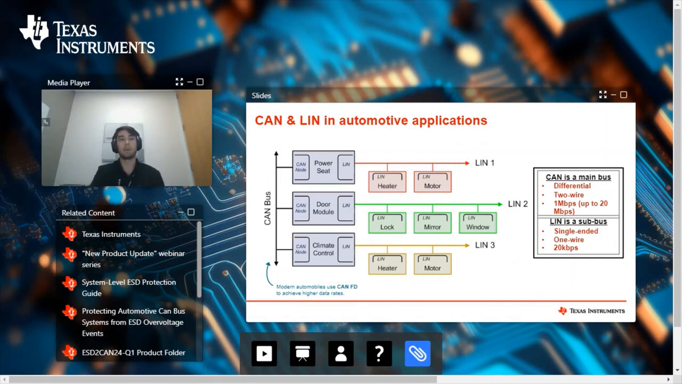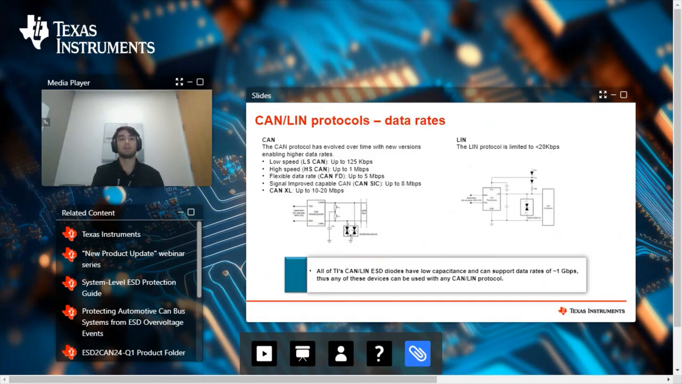And so going over CAN and LIN protocol data rates, the CAN protocol has evolved over time. Low-speed CAN offering data rates of 125 kilobits per second, up to the latest CAN XL offering up to 10 to 20 megabits per second. And the LIN protocol is going to be limited to 20 kilobits per second. So our ESD solutions here are going to have enough low capacitance to support signal speeds of about 1 gigabit per second. So they can support any CAN protocol or LIN protocol.